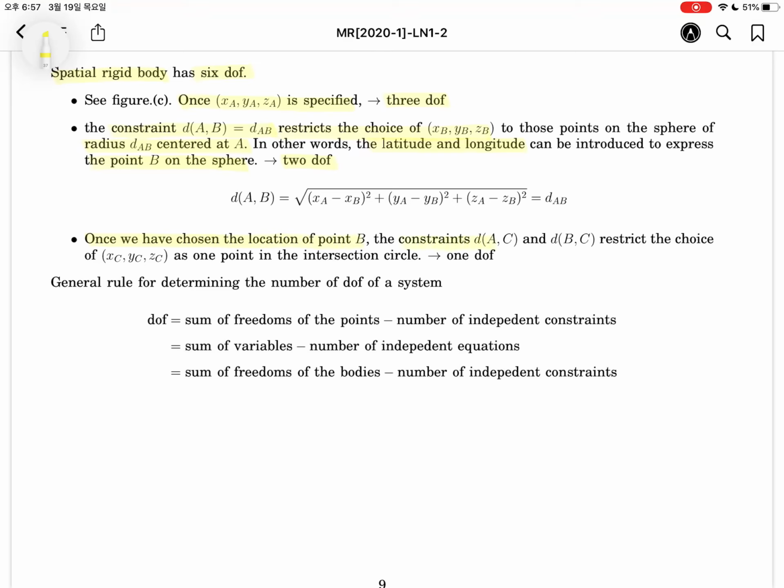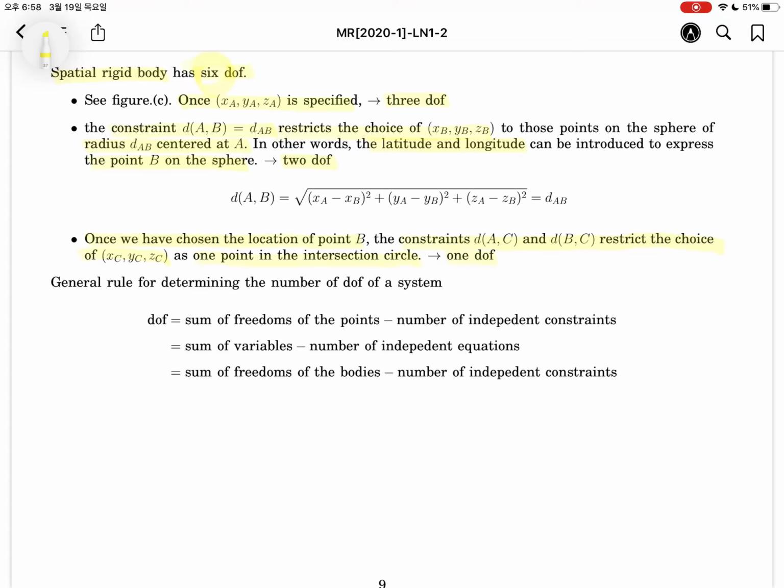Once we have chosen the location of the point B, the constraints DAC and DBC restrict the choice of the C point to one point in the intersection circle. It means 1 degree of freedom remains. So there are just 6 degrees of freedom in the case of the rigid body.